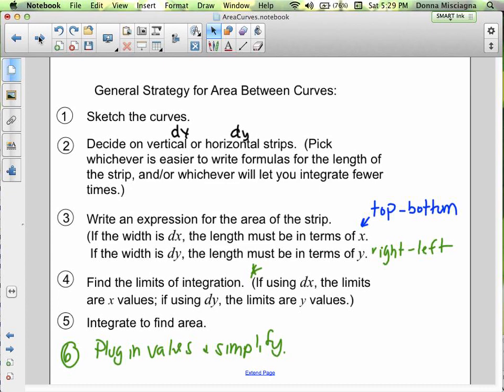Always, always, always. You'll find the limits of integration. If using dx, the limits are x values. If using dy, the limits are y values. Integrate to find your area, and then plug in the values and simplify. I believe this is in your notes. If not, please write this down, all right? Because these are your steps, and they are consistently your steps. We'll see a few things where we have to do a little bit more, but once we've done that little bit more, these are our steps, all right?